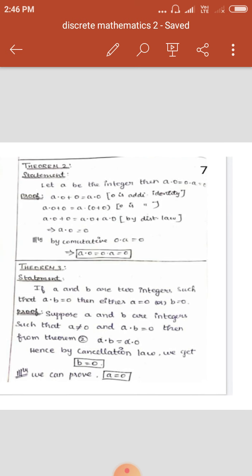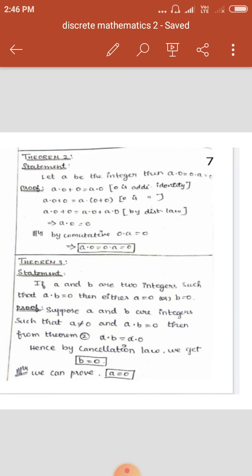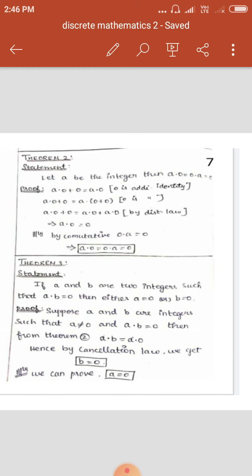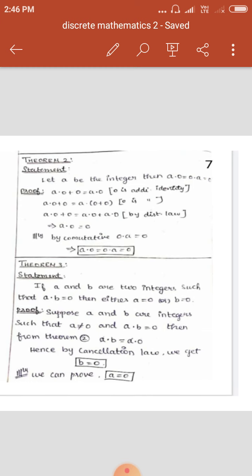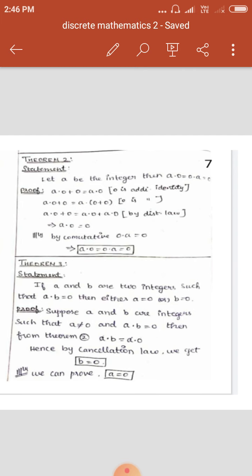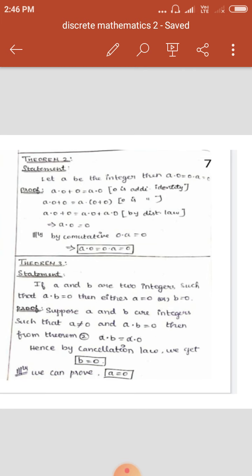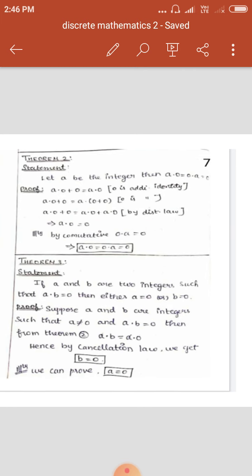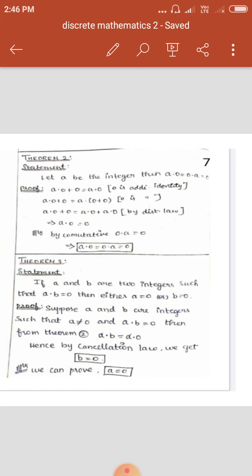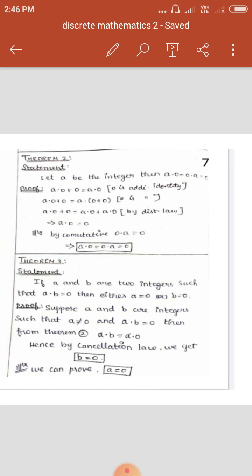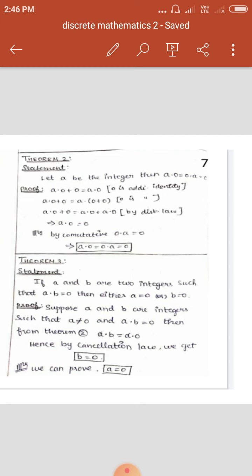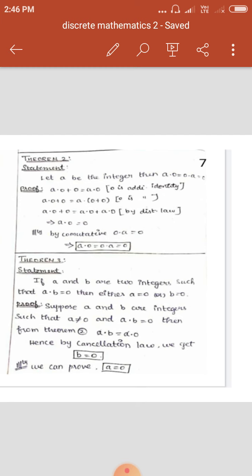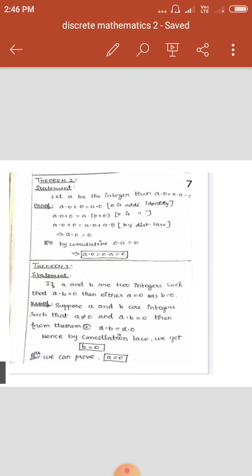Next step. a dot 0 plus 0 is equal to a dot of 0 plus 0. So on the right hand side, we have to write 0 as 0 plus 0. And next one, a dot 0 plus 0 is equal to, you have to apply the distributive law on the right hand side. So we get simply a dot 0 plus a dot 0. So just cancelling a dot 0 on both sides, we get a dot 0 is equal to 0. Similarly, 0 dot a is also 0. Therefore, a dot 0 is equal to 0 dot a is equal to 0.